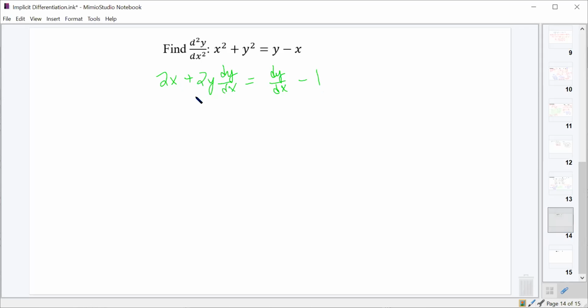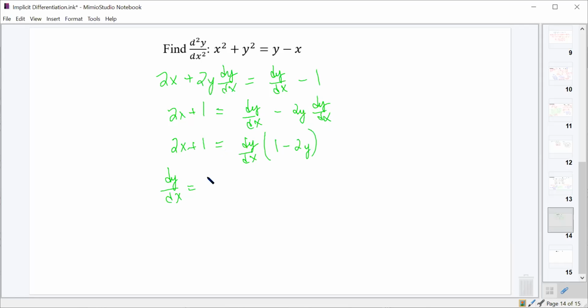All right. So now we need to get our dy dx by itself. So 2x plus 1 equals dy dx minus 2y dy dx. Factor out the dy dx. We got 1 minus 2y, and we got dy dx equals 2x plus 1 over 1 minus 2y. So far, so good?